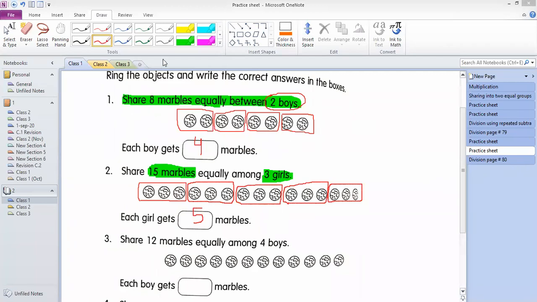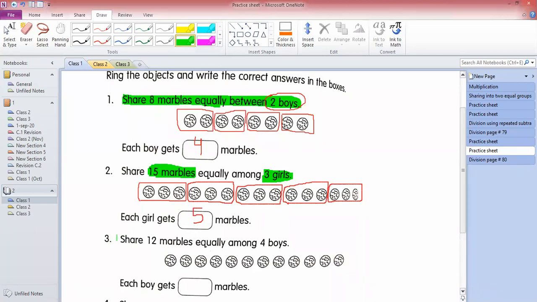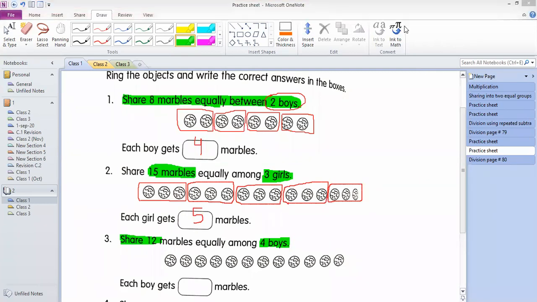Okay, coming to question number 3: share 12 marbles equally among 4 boys. Now there are 12 marbles and you have to distribute among 4. Not 2, not 3. Now you have to distribute among 4. So you have to tell me the answer. I will see the chat messages also.